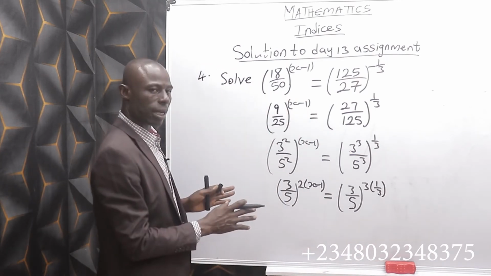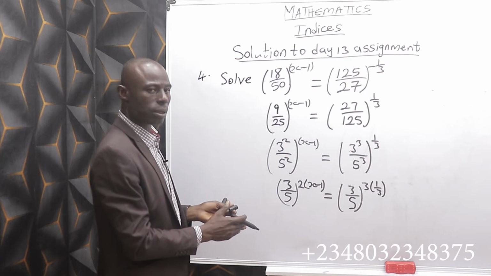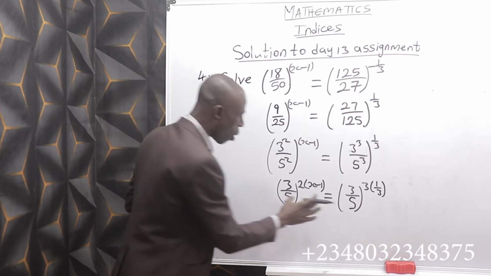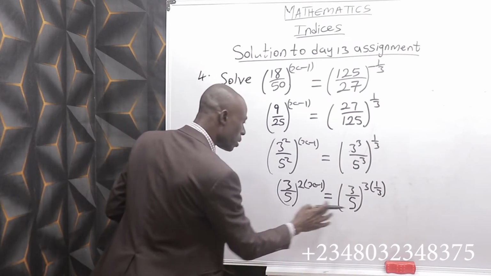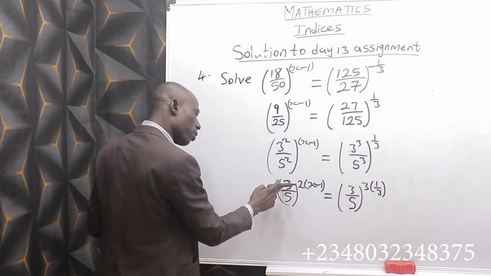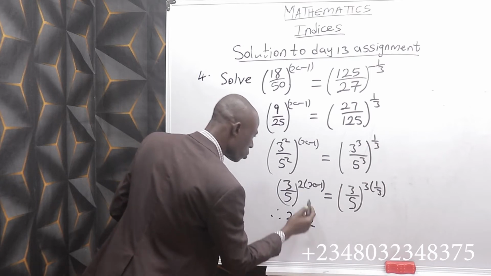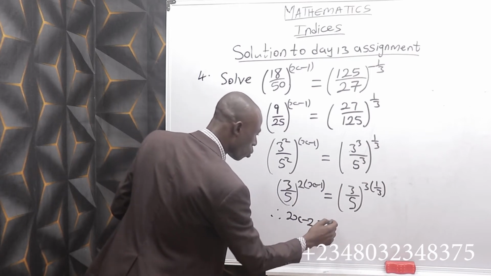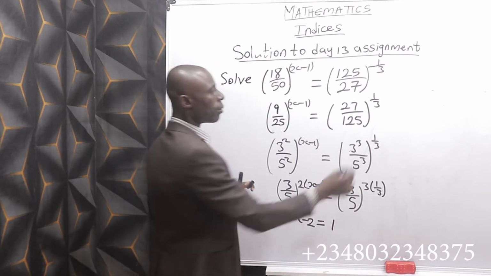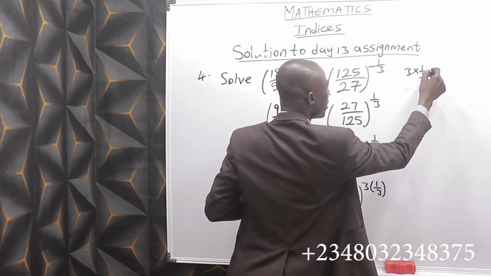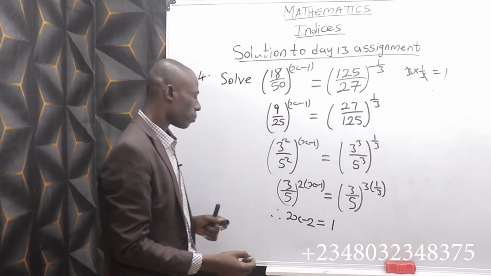Looking at this equation critically, you remember this law of common base in the equation of indices. Once we have common base, then the powers are also the same. The base 3 over 5 here is the same base 3 over 5 here. Therefore, 2x minus 2, the expansion of this, is exactly equal to 1, the simplification of 3 times 1 over 3. 3 times 1 over 3 is 1. So this is the 1.